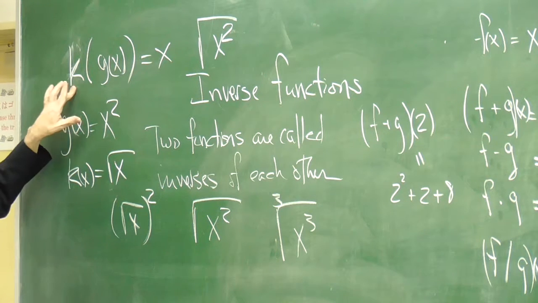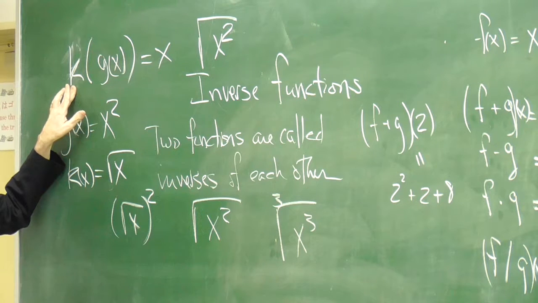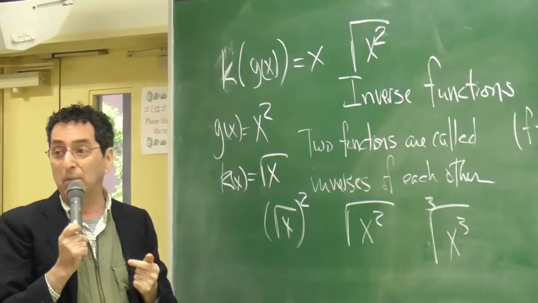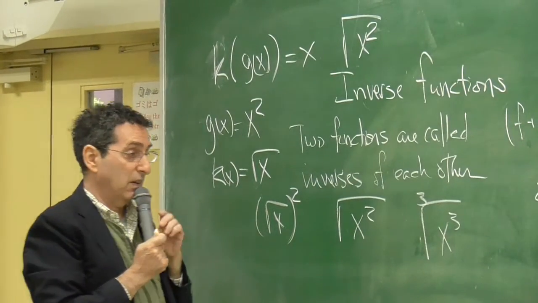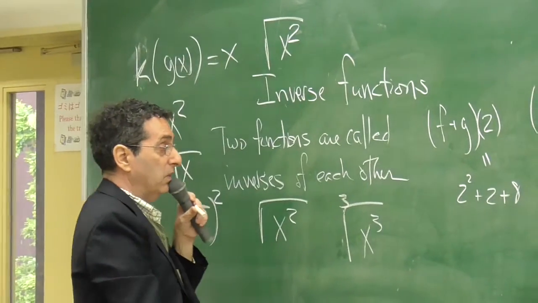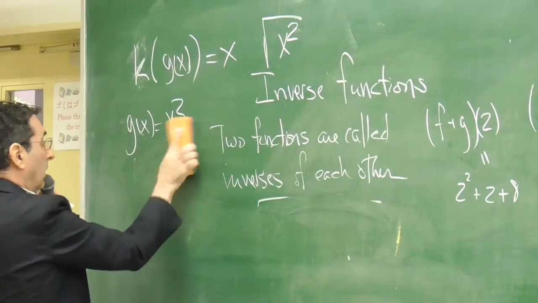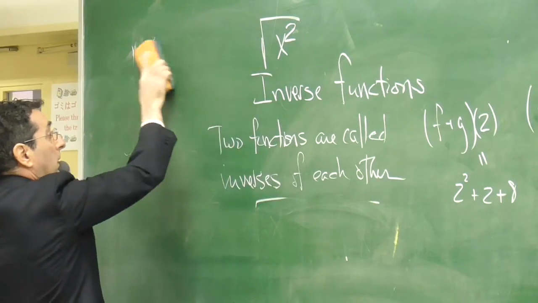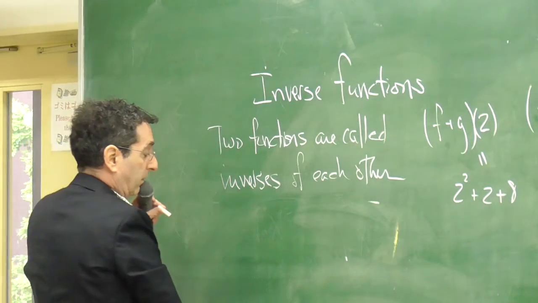Because when you do them together, and what I mean by together is when you do their composition, nothing happened. Okay? Can you think of any other examples of inverse pairs of inverse functions? Anybody think of anything else? How about this?